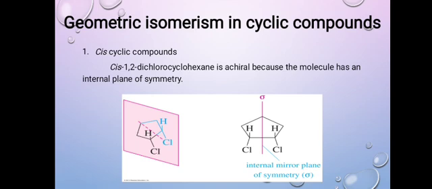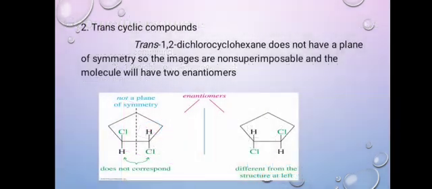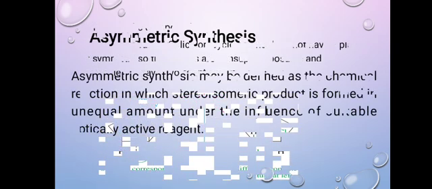Geometrical isomerism in cyclic compounds: first one is the cis cyclic compound. Cis 1,2-dichlorocyclohexane is achiral because the molecule has an internal plane of symmetry, symbol sigma. Second one is the trans cyclic compound. Trans 1,2-dichlorocyclohexane does not have a plane of symmetry, so the images are non-superimposable and the mirror image of the molecule will be two enantiomers, an enantiomer pair.